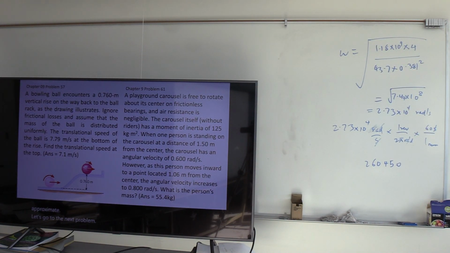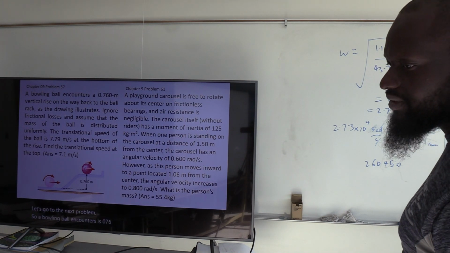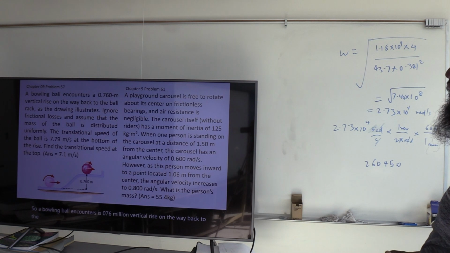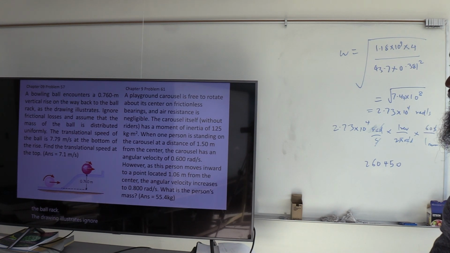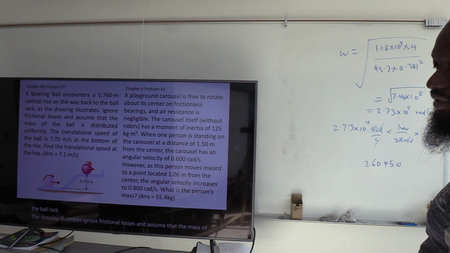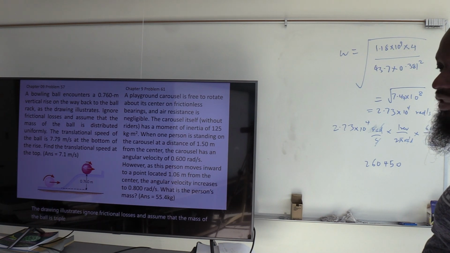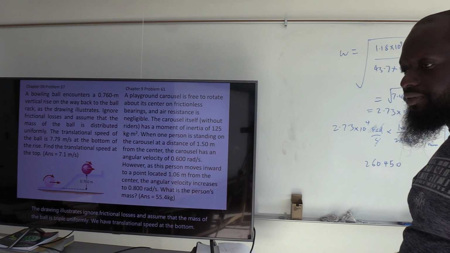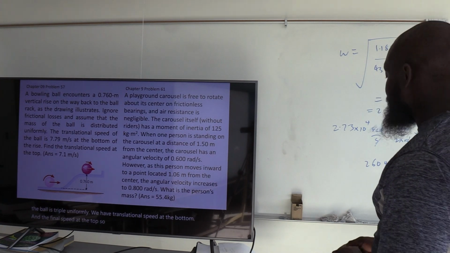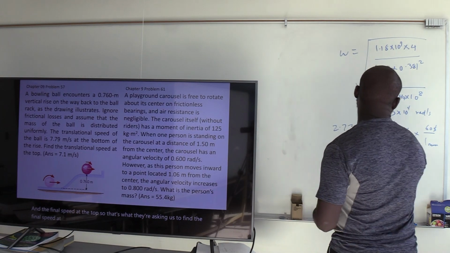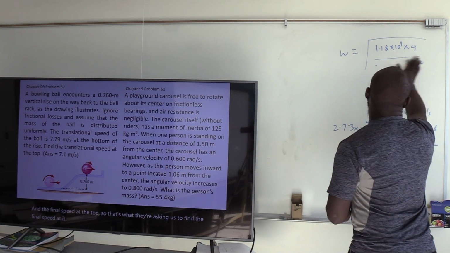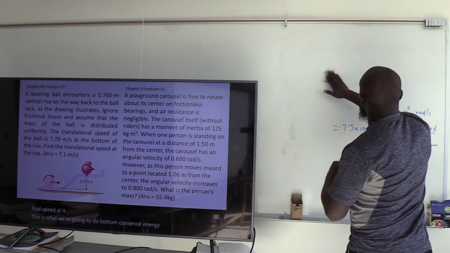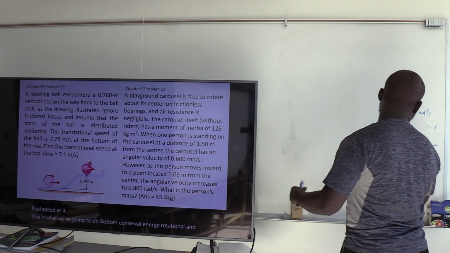So a bowling ball encounters a 0.76 meter vertical rise on the way back to the ball rack. As the drawing illustrates, ignore friction loss and assume that the mass of the ball is distributed uniformly. We have translational speed at the bottom and the final speed at the top. So that's what they're asking us to find, the final speed at the top. Okay. So this is what we're going to do. We're going to conserve all energy, rotational and translational, for both bottom and top.